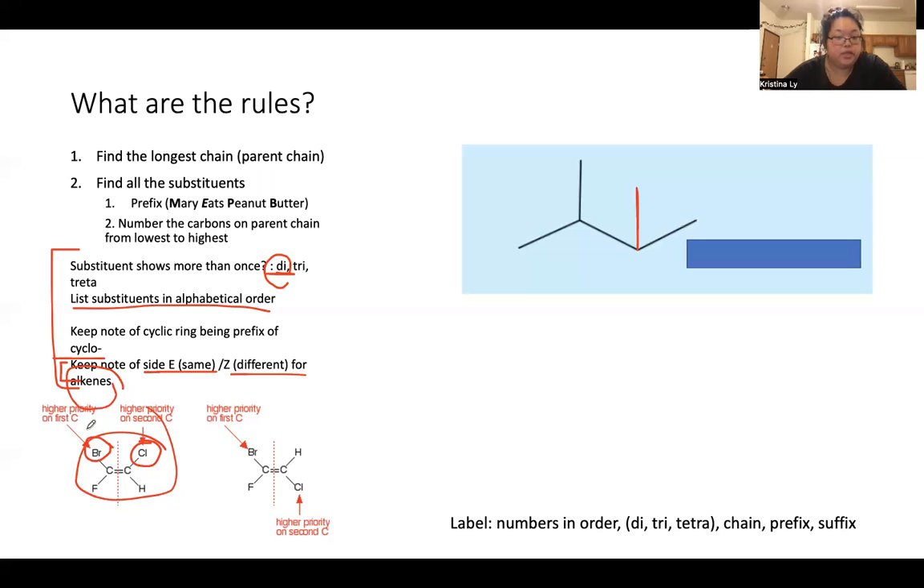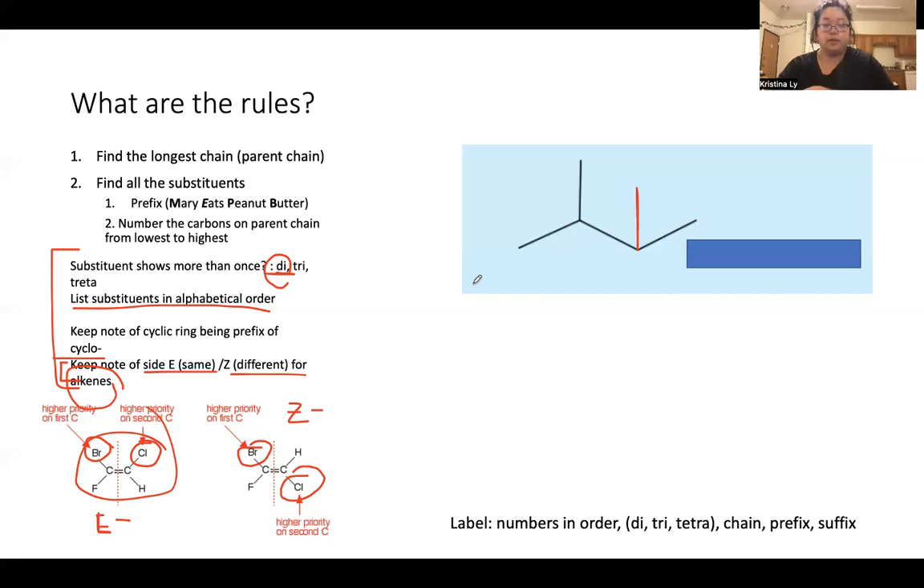Whatever has higher priority comes first, and then second on the carbon, and so on and so forth. We're going to highlight this again. As you can see, if you split the structure down the middle evenly, they're on the same side, so this would be considered E, same, while this one is right across from each other, so this will be Z, and it's different. And this normally will be labeled in the prefix first with a dash, and so on and so forth.